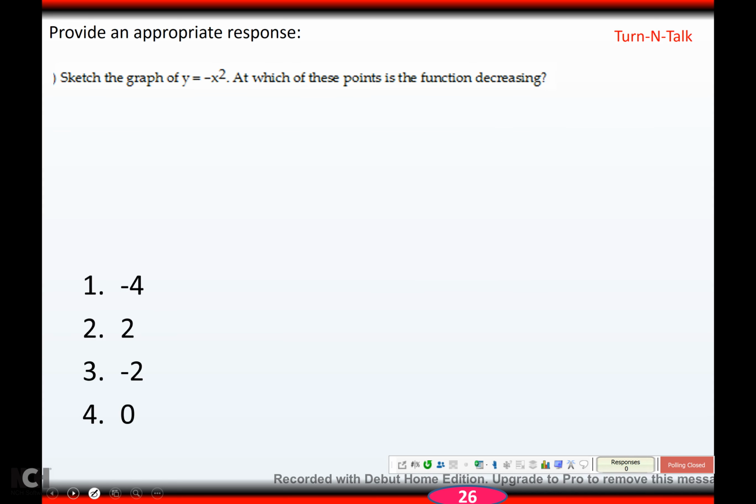All right, sketch the graph, and at which of these points is the function decreasing? You can either do it on your calculator, or you could just sketch it. Negative x squared is just going to be the mother function turned upside down. Well, at -4, or you could type it in.